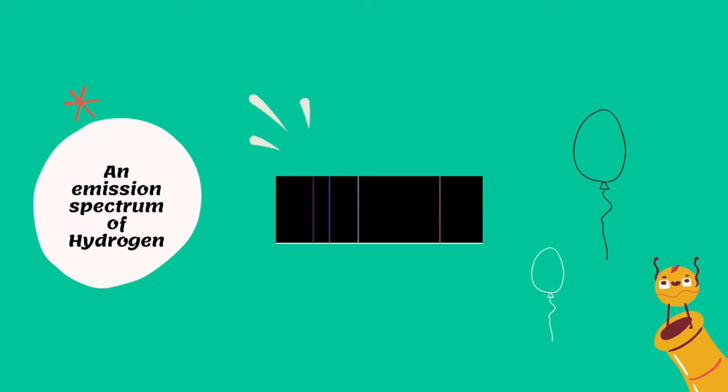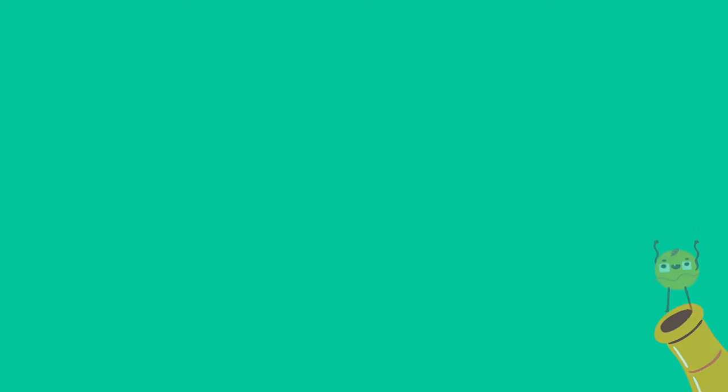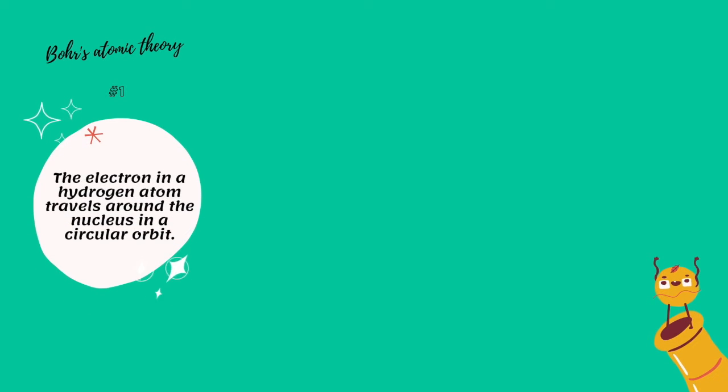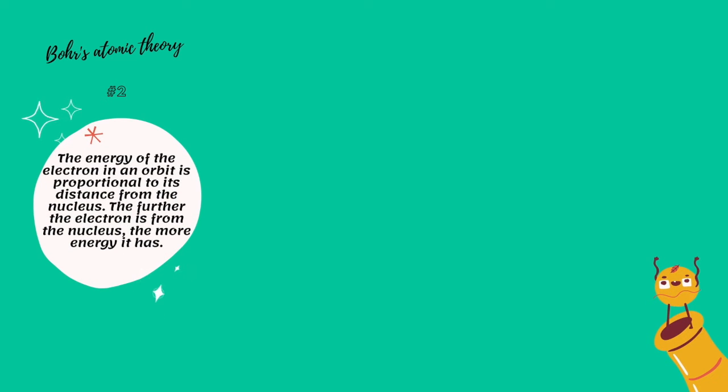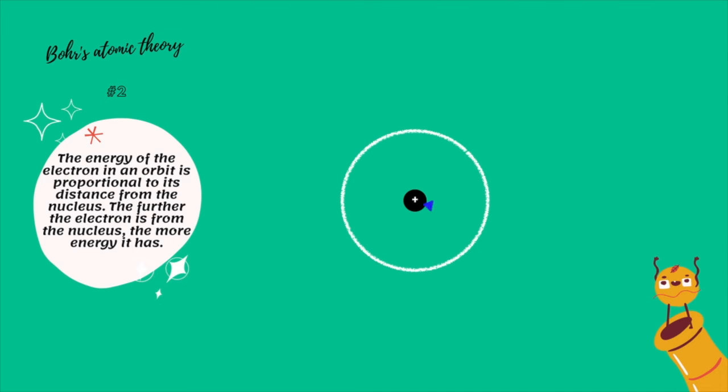The emission spectrum of hydrogen shows the movement of the electron within the hydrogen atom. Based on this emission, Niels Bohr assumed that first, the electron in a hydrogen atom travels around the nucleus in a circular orbit. The energy of the electron in an orbit is proportional to its distance from the nucleus. The farther the electron from the nucleus, the more energy it has.